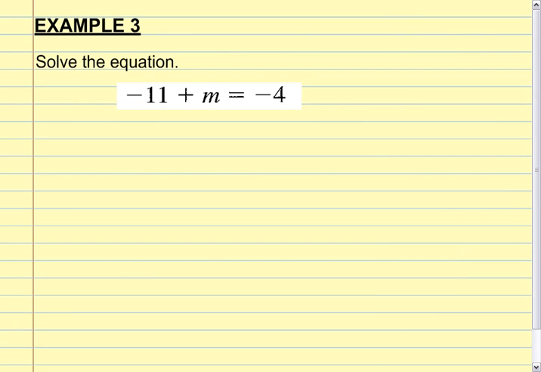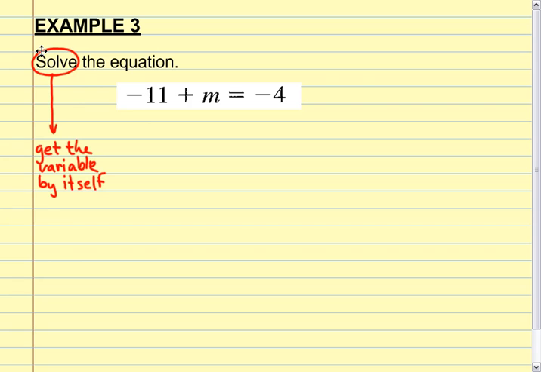Okay, folks, for example number 3, this says solve the equation. Now, I want to take just a second to talk about this word, solve. This word means get the variable. Can someone finish that for me? Raise your hand if you can finish that one for me. Ian? By itself.